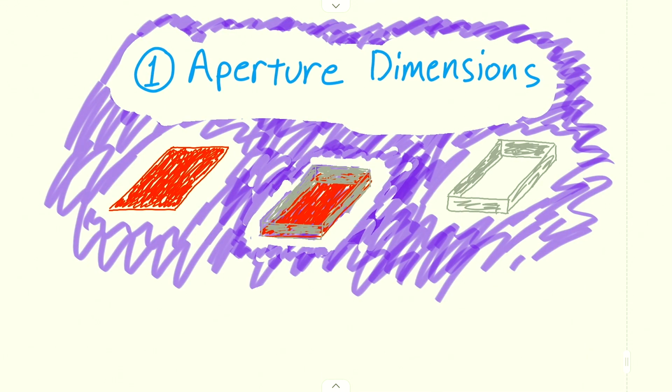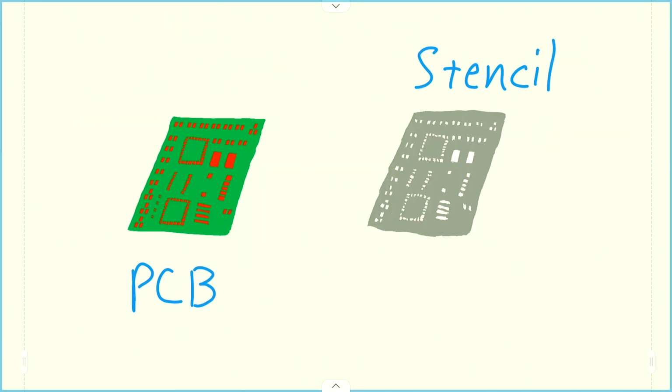This first section is about aperture dimensions and what that means for the area of the printed pad. Printed circuit boards have many copper pads on their surface, and stencils have many apertures in the stainless steel foil. In this module, we'll focus on one pad and one aperture at a time.